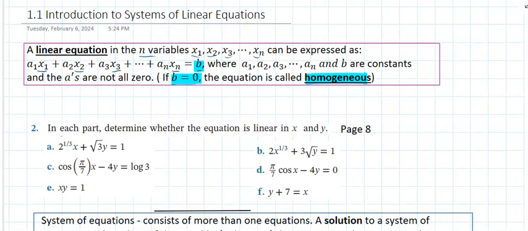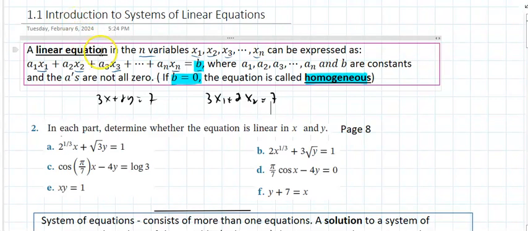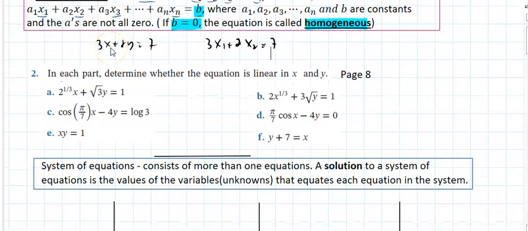So again, think of it this way, like 3x plus 2y equals 7. Now we're going to say 3x sub 1 plus 2x sub 2 equals 7. And that's really how we're going to play with this. So the first problem is pretty much asking you to figure out if these are linear or not.